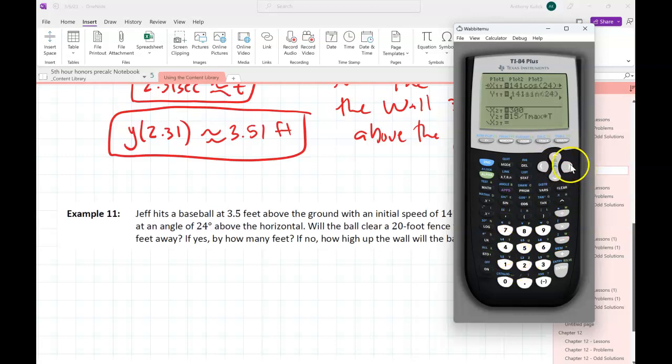And then the initial height of the ball has to be updated to 3.5. And here the fence is 400 feet away and 20 feet tall. Just really gonna have to do a number on this to get it over there. Everybody's cool with the setup so far?